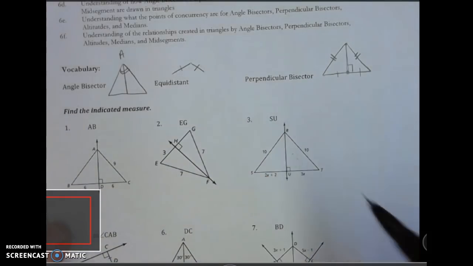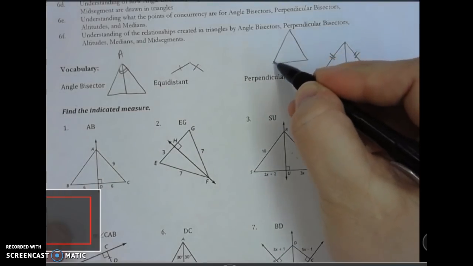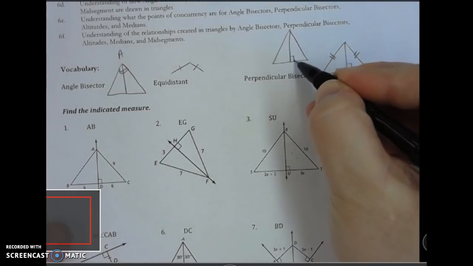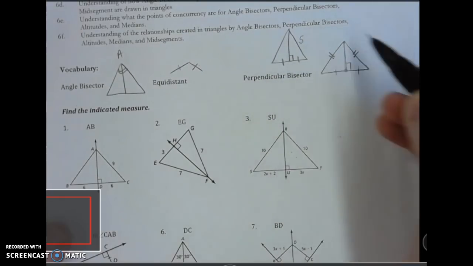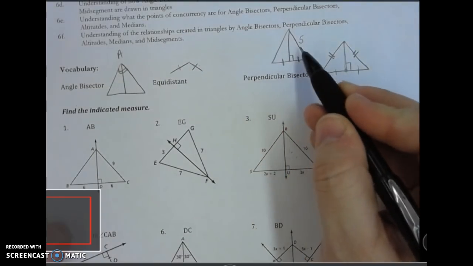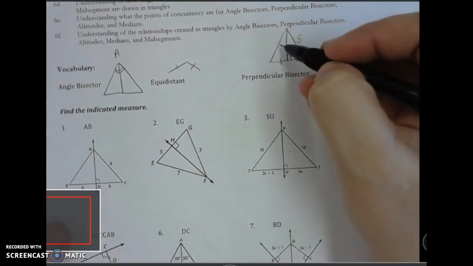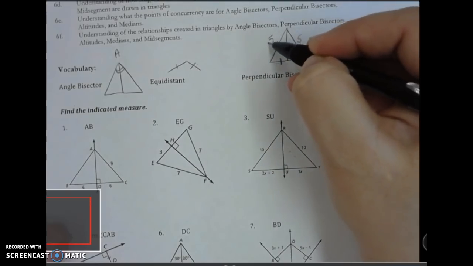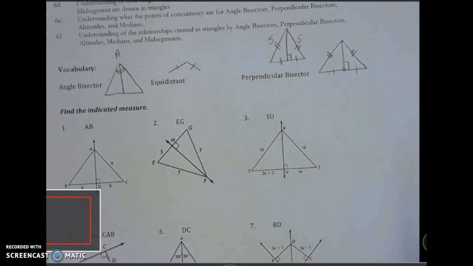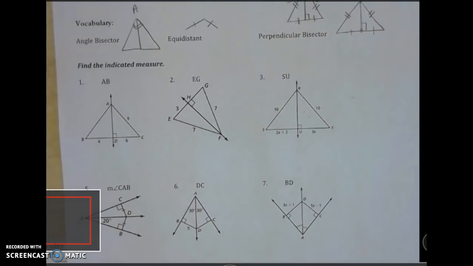So a lot of times you're going to see a picture drawn and it's going to say this is 5, and you're going to have to know what this is. Well, if this is a perpendicular bisector right here, then these sides are congruent, so this left side is also 5. So let's go ahead and look at these first three examples. I'll zoom in for you.